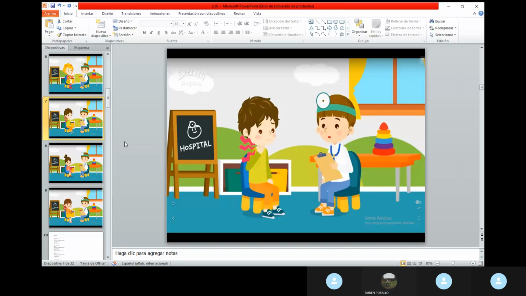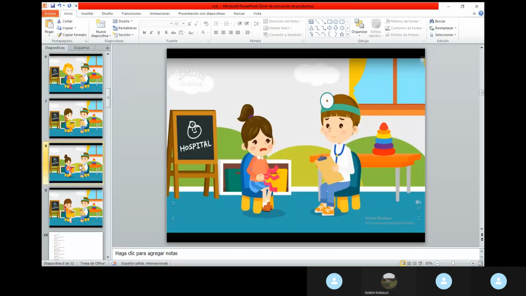Throat pain, and it's possible, yes, sore throat. Sore throat. Okay. The next one, the last one for Paulo. What's the matter with her? She got stomachache. Yeah. Okay. And the last one for Ruben.